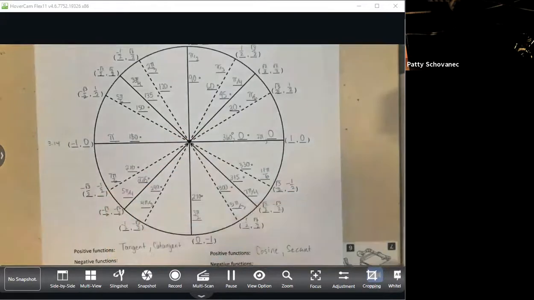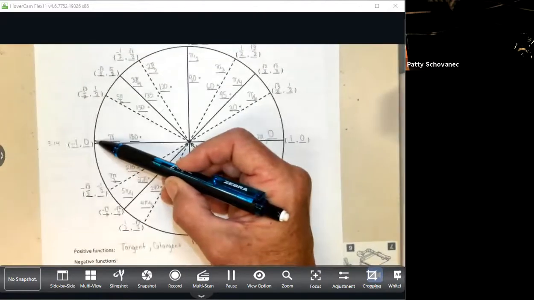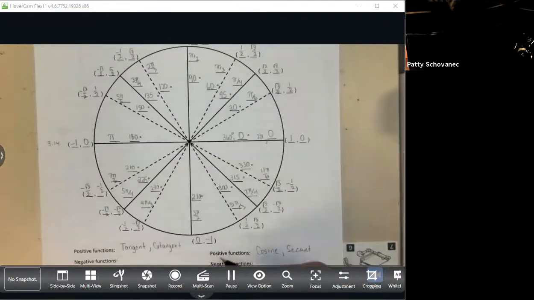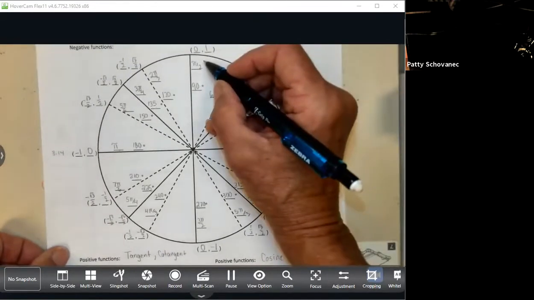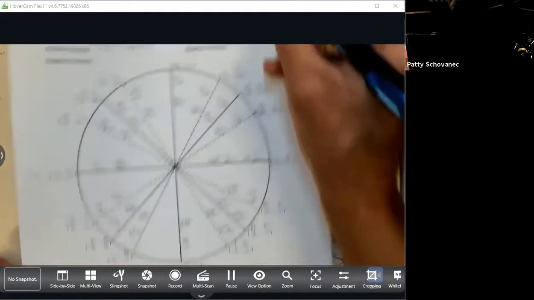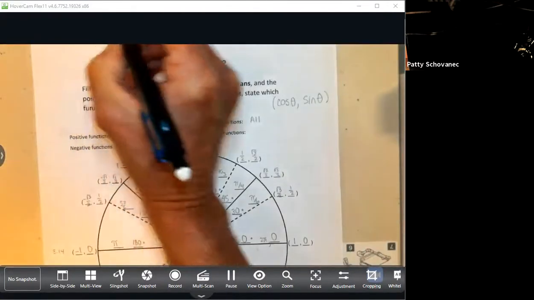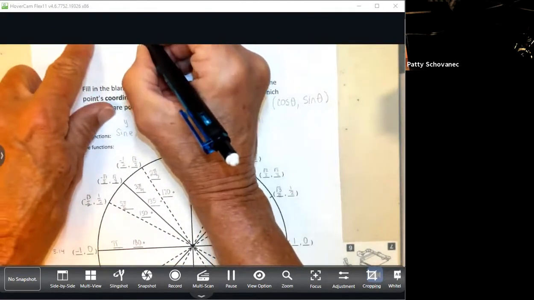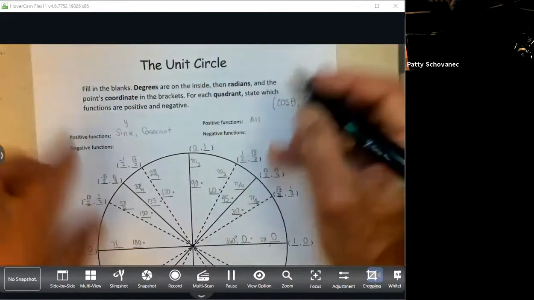So what was my question? Where is 3 radians? So 3 radians would be back in here. Okay, so let's write these as pi over 2 would be 3.14 divided by 2. So if I take 3.14 and divide it by 2, that's about 1.57, which puts us here.